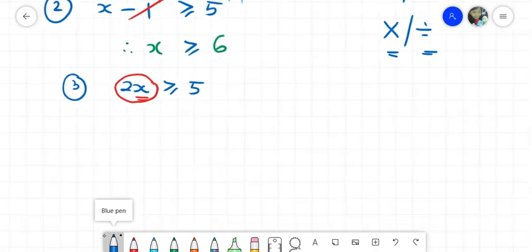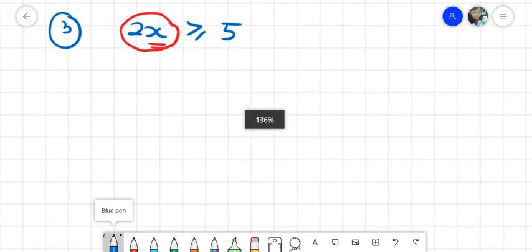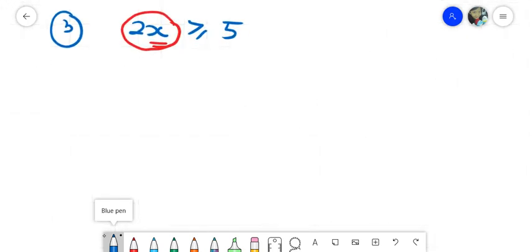So back to this. How did you read it just now? 2 multiplied by x. Am I correct? So if that's the case, how are you supposed to get the thing done?